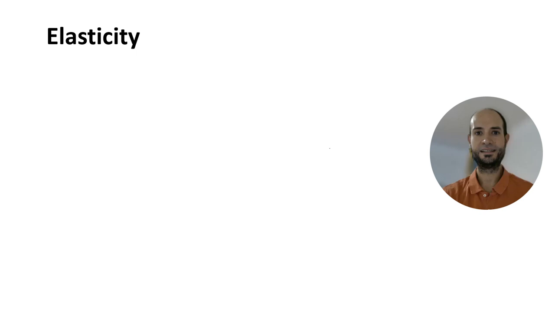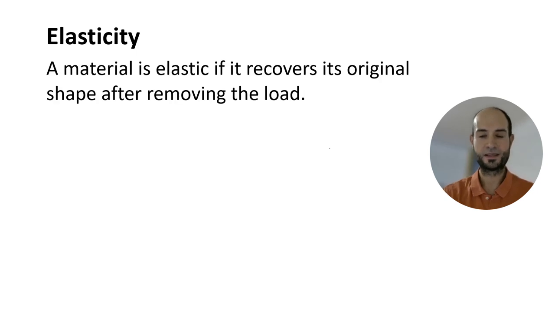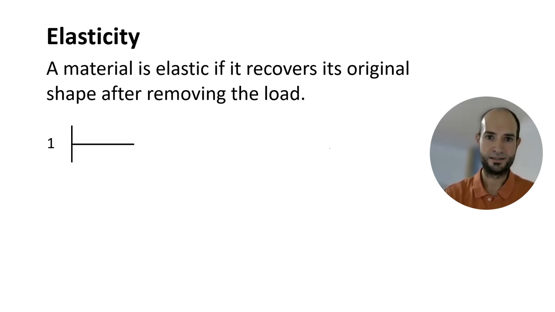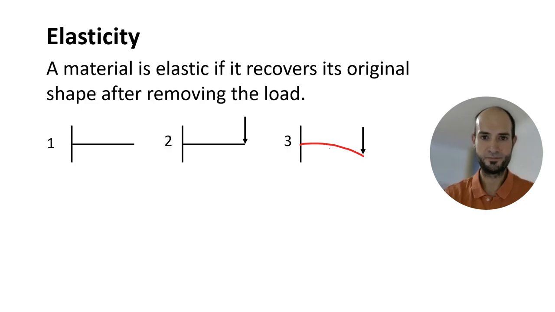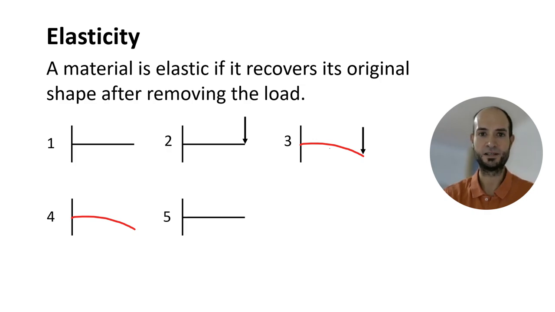We say a material is elastic if it recovers its original shape after removing a load. So, imagine we have a cantilever beam anchored to the wall, and we apply a load at the end. Obviously, it's going to deform. But if the material is elastic, once we remove the load, it will recover its original shape. That's elastic.